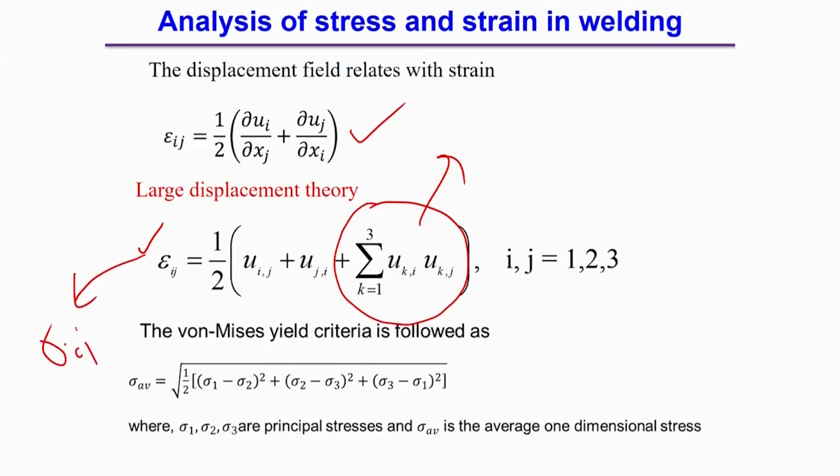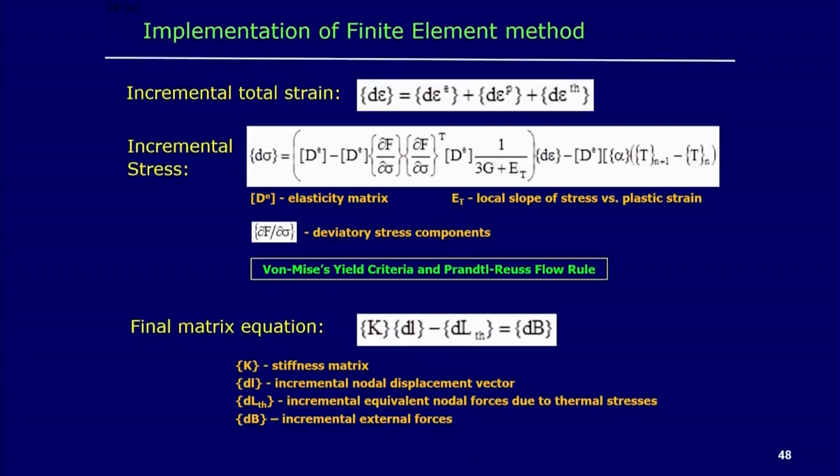But overall, when you follow the von Mises yield criteria, one effective stress, or you can say the average value in one-dimensional form, can represent all three principal components, sigma 1, sigma 2 and sigma 3. All these three principal components can be represented in one-dimensional average stress value that follows the von Mises yield criteria, the yield functional form. This we also use in stress analysis.